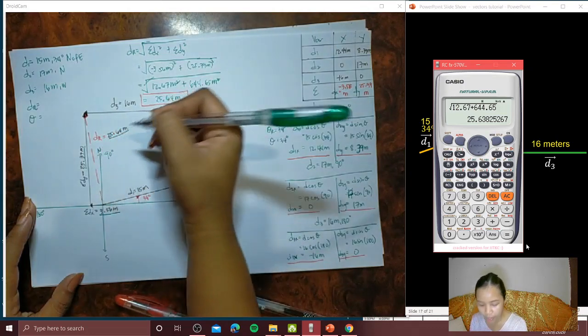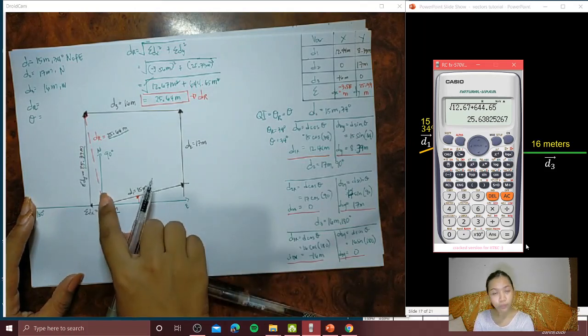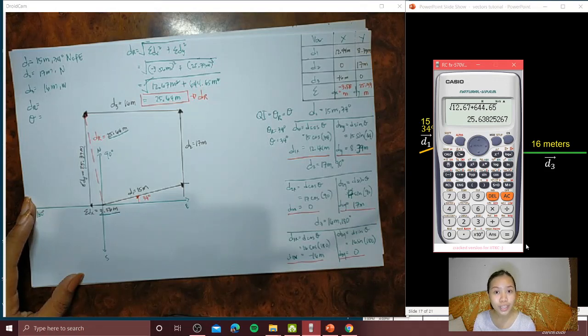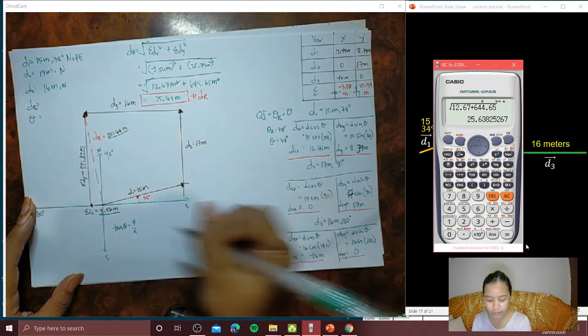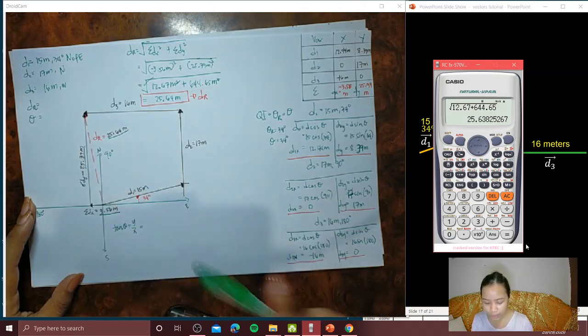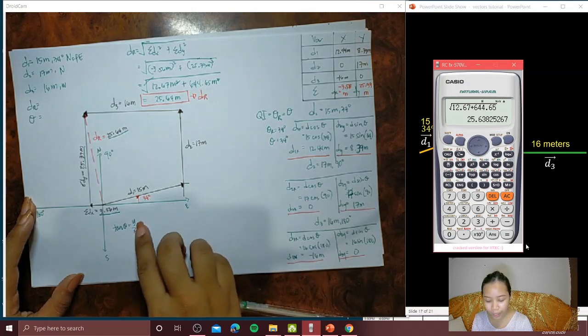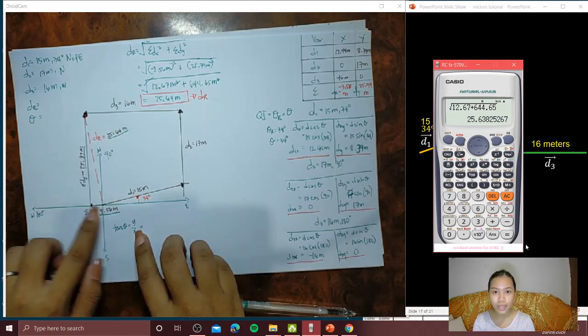But we are not yet done because we still have to look for the angle or for the direction of our resultant vector. So, in looking for the direction of the resultant vector, let us use our tangent function. So, in using the tangent function, let us have here tan theta is equal to y over x. So, this is the equation that we will use. The y is for the opposite. Here is our y and the x is for the adjacent.